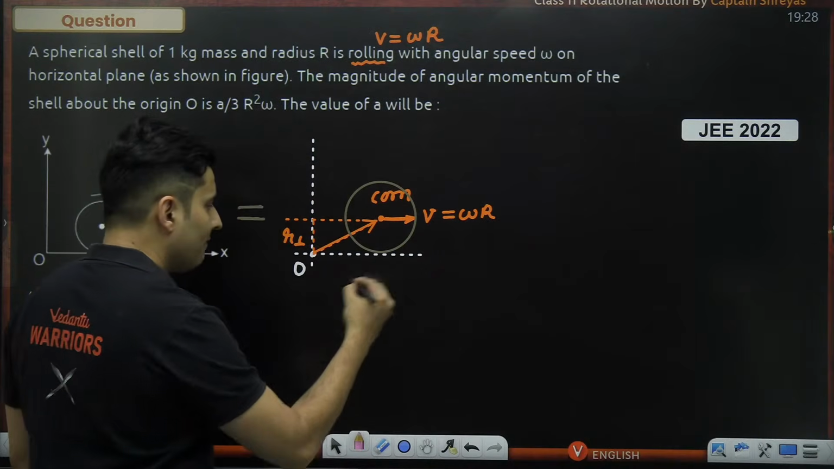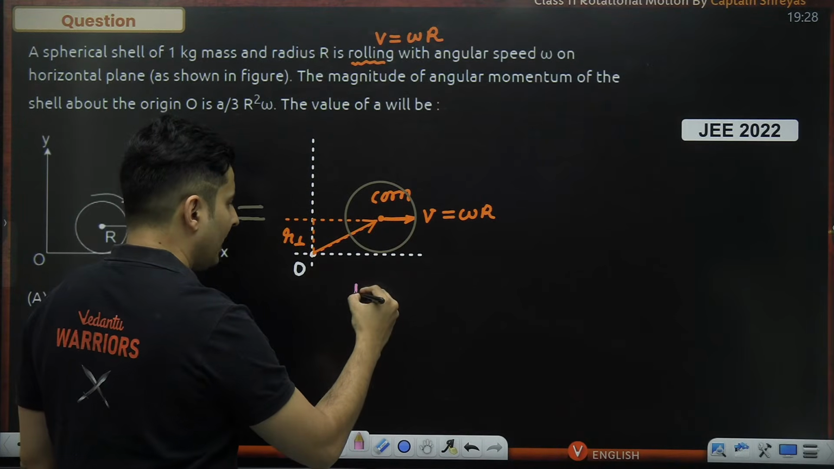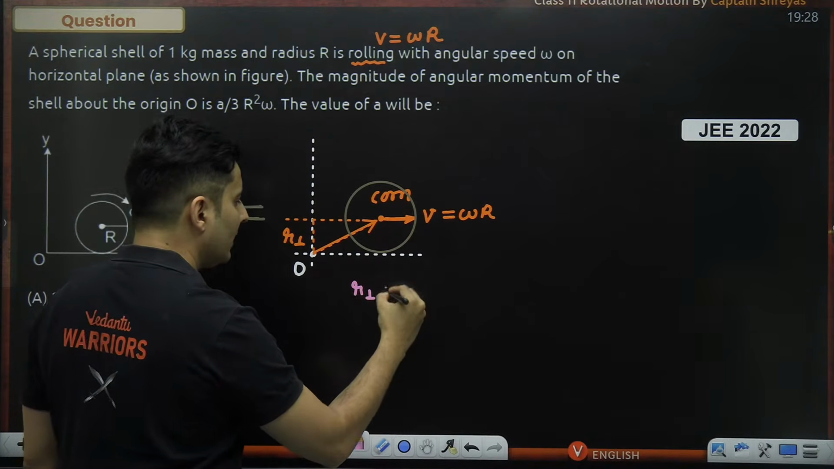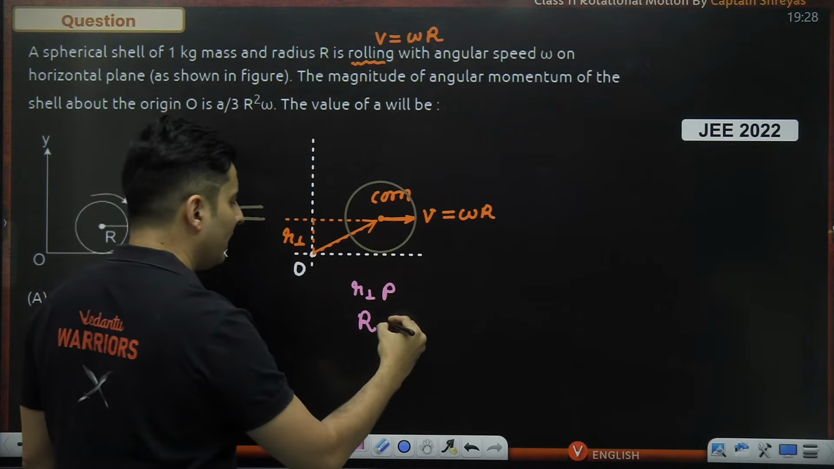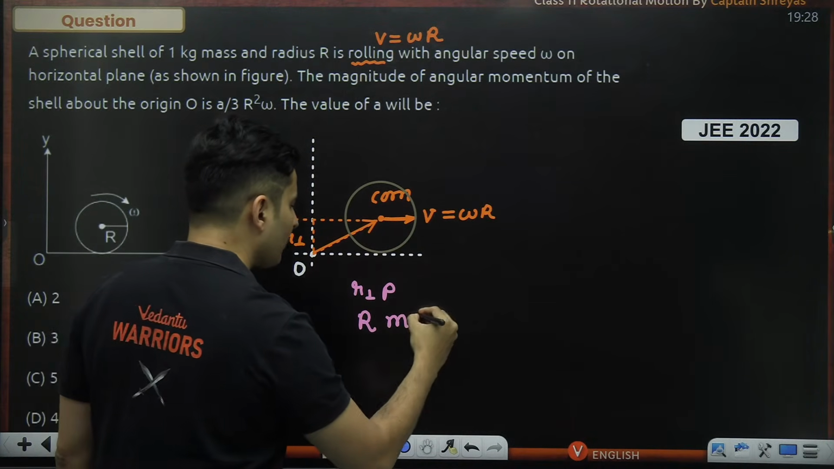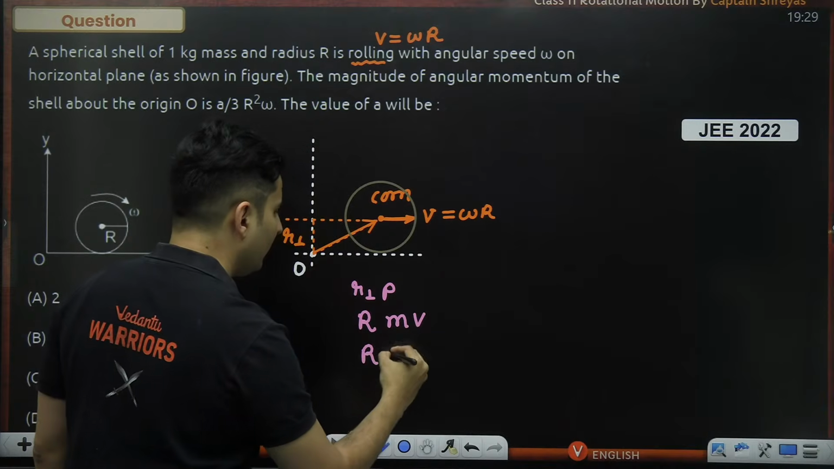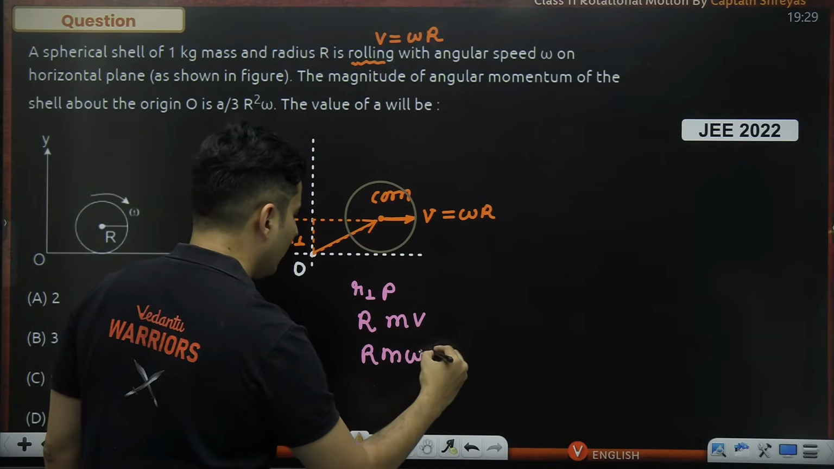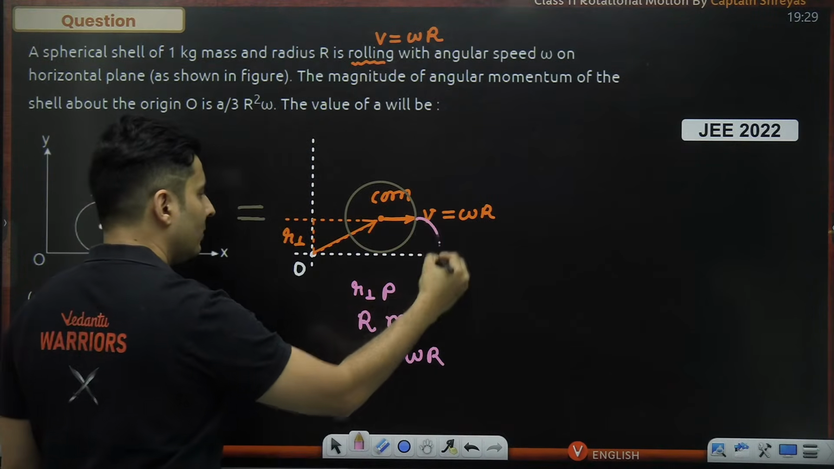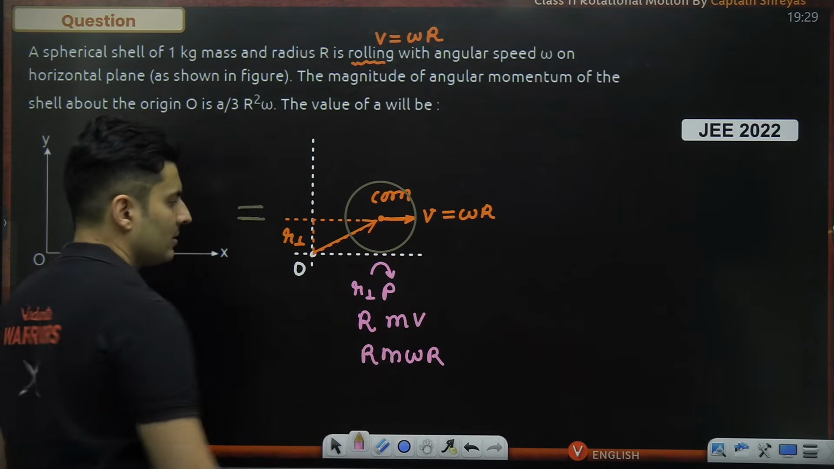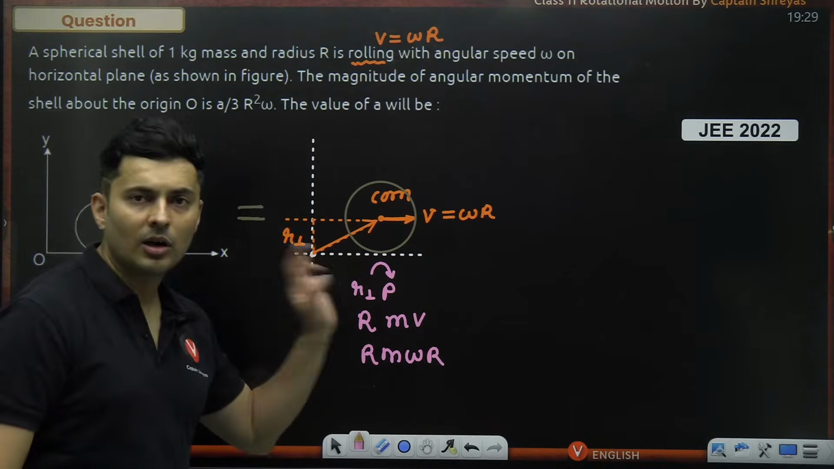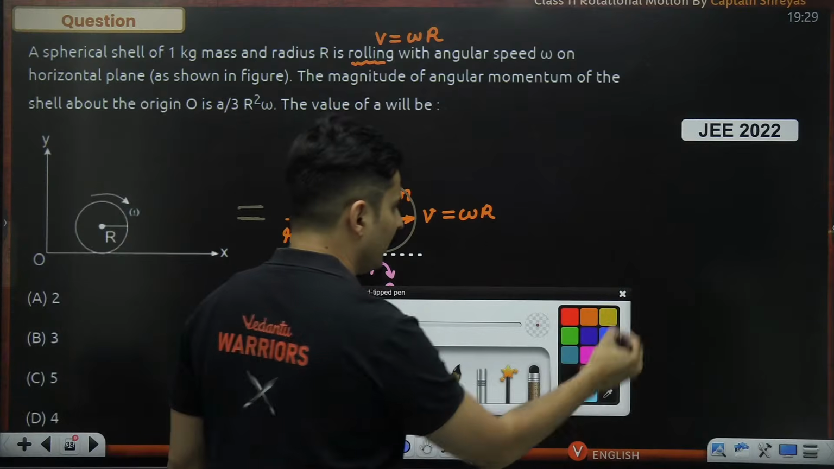So when I use r perpendicular into p, r perpendicular is the radius, p is the momentum, which is m into v, but that velocity is omega into r, and that will be in the clockwise direction. That is the first part.